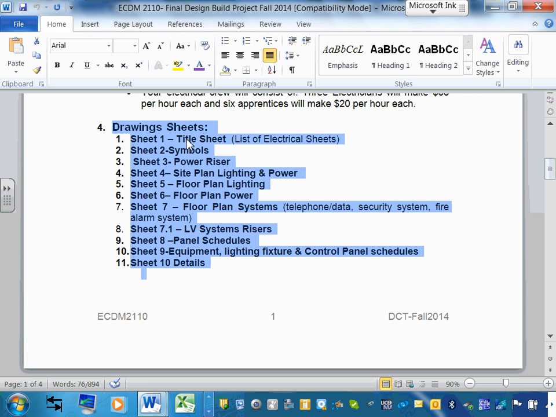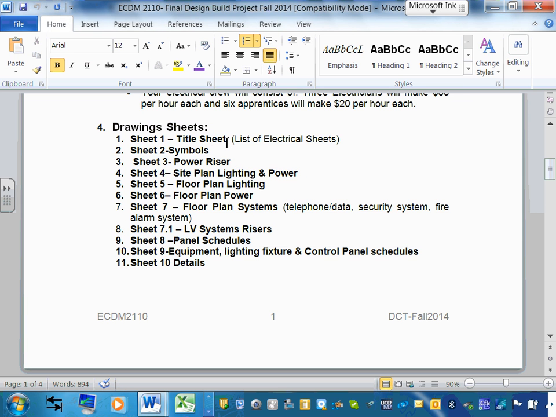Where the first sheet must be named title sheet. It will have a list of electrical sheets. The bold stuff is the name of the sheet, guys. Everybody understand? That's the name of the sheet. And sheet 1 will be E1.